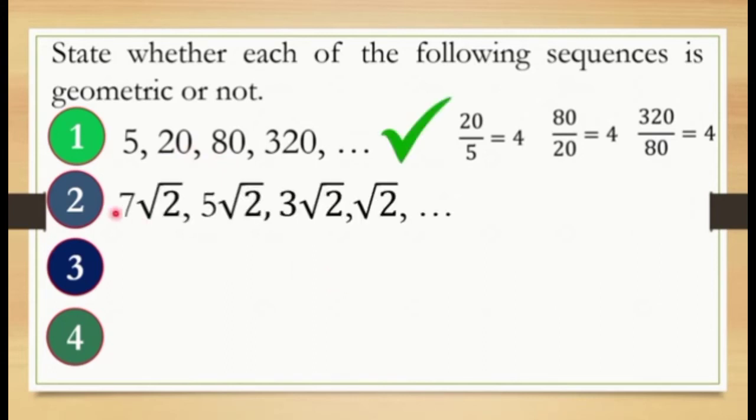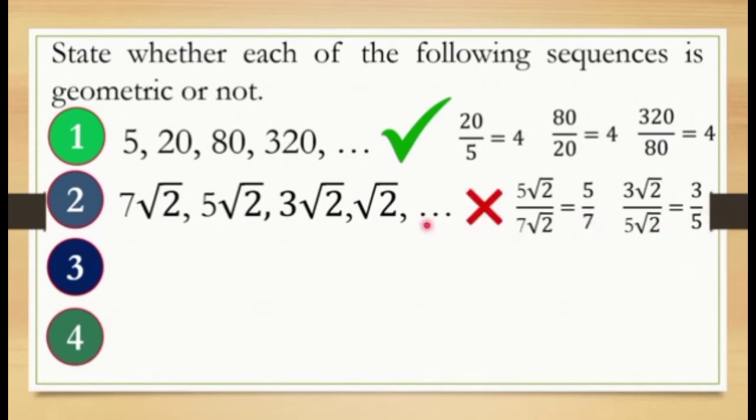Another one: 7 square root of 2, 5 square root of 2, 3 square root of 2, and square root of 2. To check, when we divide 5 square root of 2 by 7 square root of 2, we get 5 over 7, because the square roots of 2 cancel. When we divide 3 square root of 2 by 5 square root of 2, we get 3 over 5. So here you can already see that the ratios are different. So it is not common. Therefore, number 2 is not a geometric sequence.